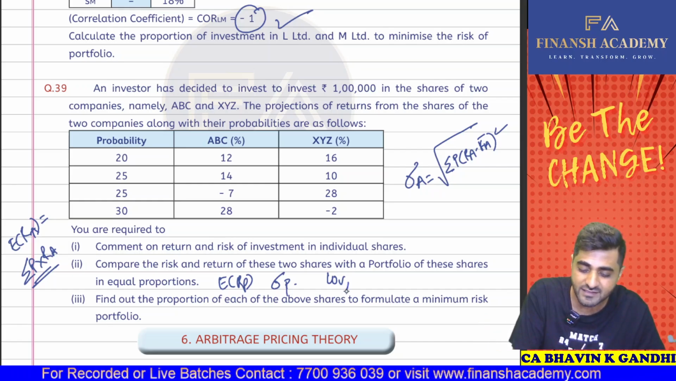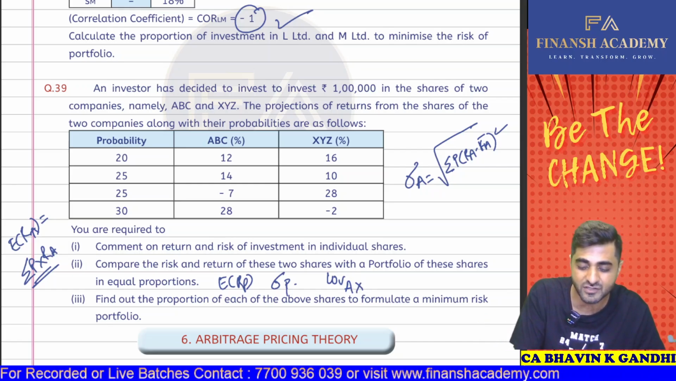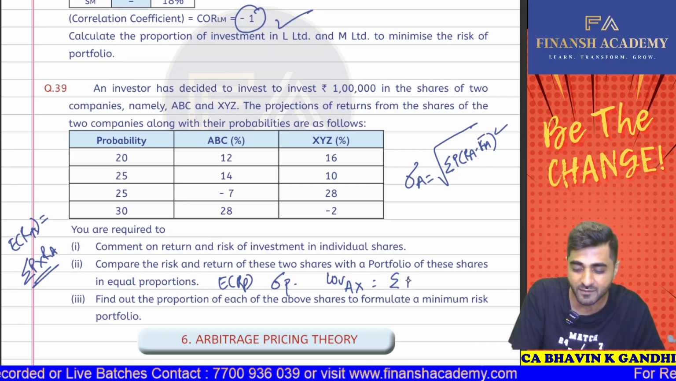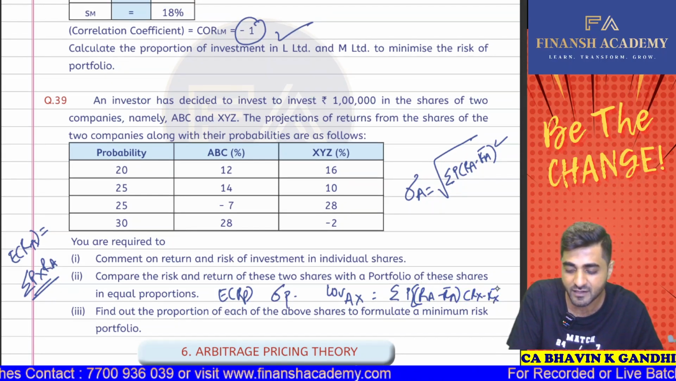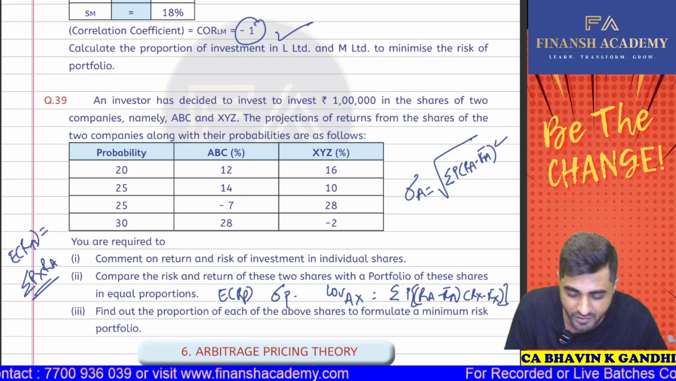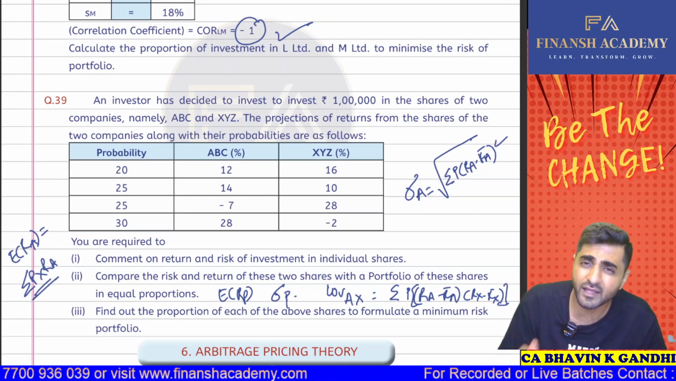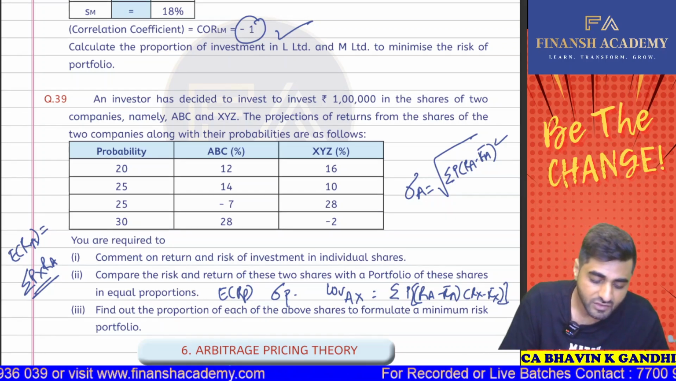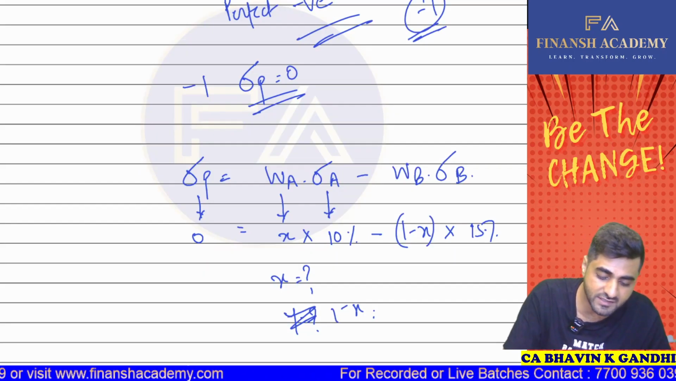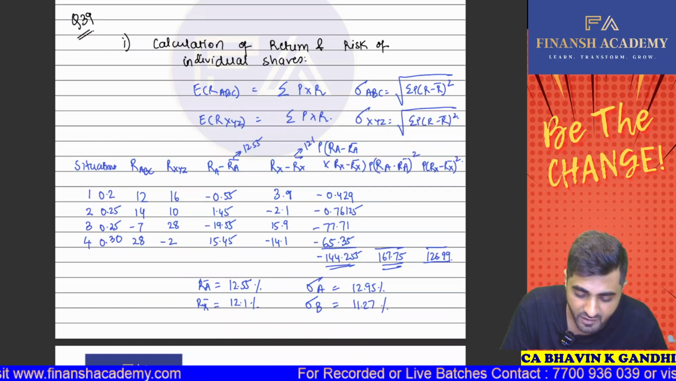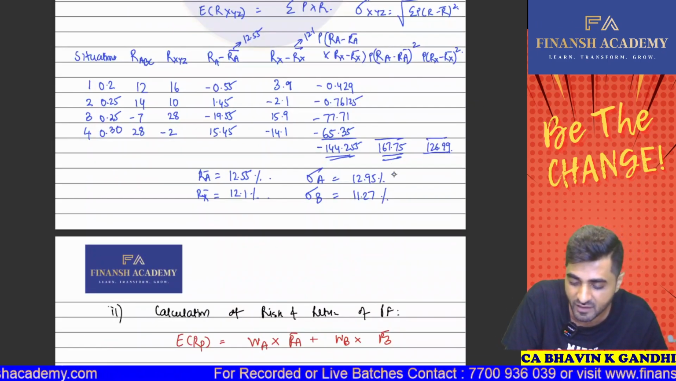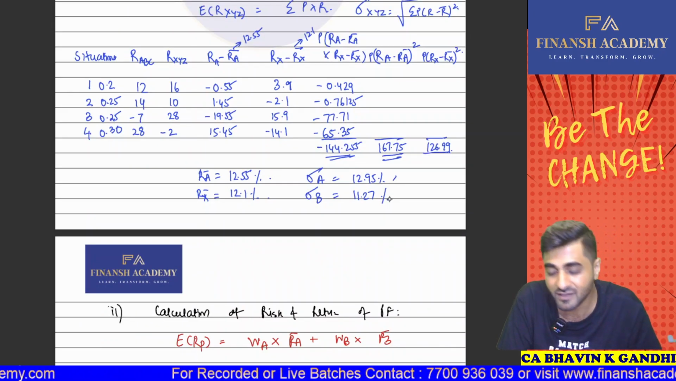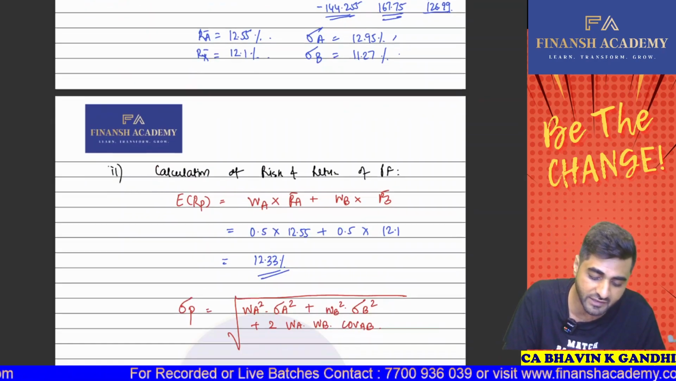So your covariance between ABC and XYZ can be calculated by taking summation of probability into RA minus RA bar, and that into Rx minus Rx bar. So based on this, we can calculate your covariance between ABC and XYZ. Okay. So in this particular case, my dear students, if you just check, we have got RA bar, then Rx bar, then as I told you, the risk of A and B, we have calculated that.